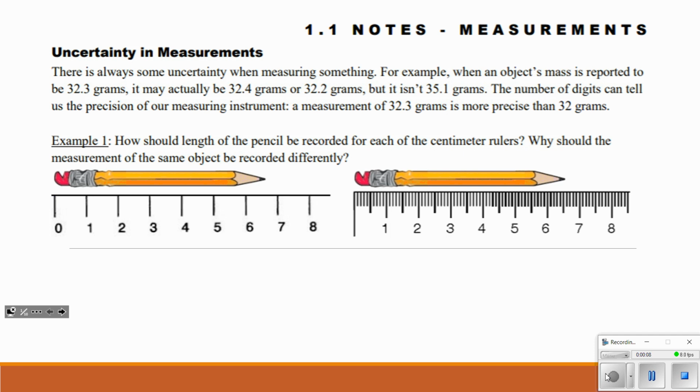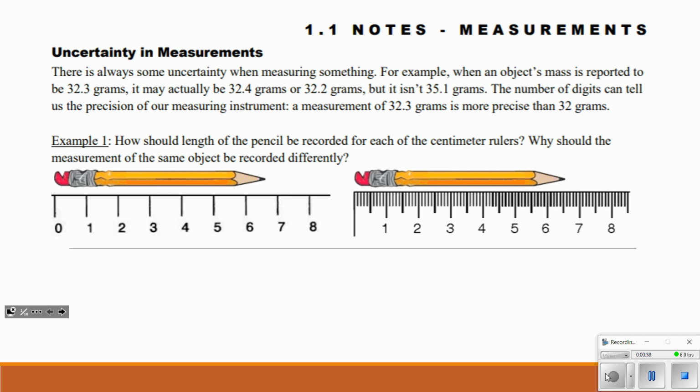When we are dealing with measurement versus exact numbers, what we have to look at in our measurements is the fact that there's a lot of uncertainty that comes with our measurements and our expressions of our measurements. For example, when an object's mass is reported to be 32.3 grams, it may actually be 32.4, could be 32.2, but we know it isn't 35.1.